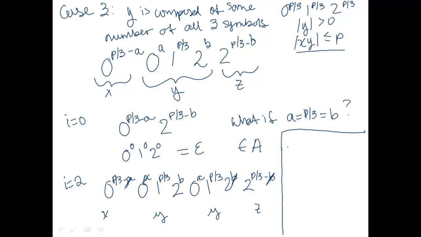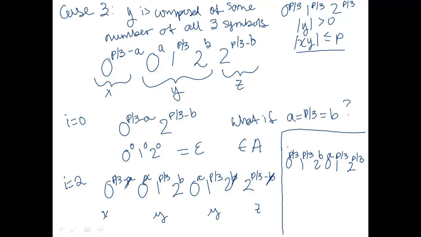So maybe I can here write it more cleanly. What do I actually have? I have 0 to the p divided by 3, 1 to the p divided by 3, 2 to the b. Well, we've already failed, but let's keep writing. 0 to the a, 1 to the p divided by 3, 2 to the p divided by 3. Okay, did I get it all? 0 to the p divided by 3, 1 to the p divided by 3, 2 to the b, 0 to the a, 1 to the p divided by 3, 2 to the p divided by 3. Okay, yep, it's all there.